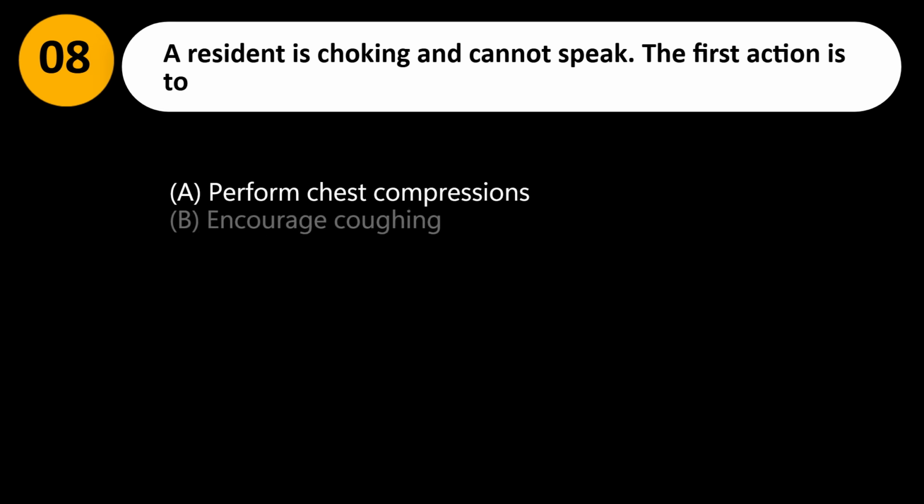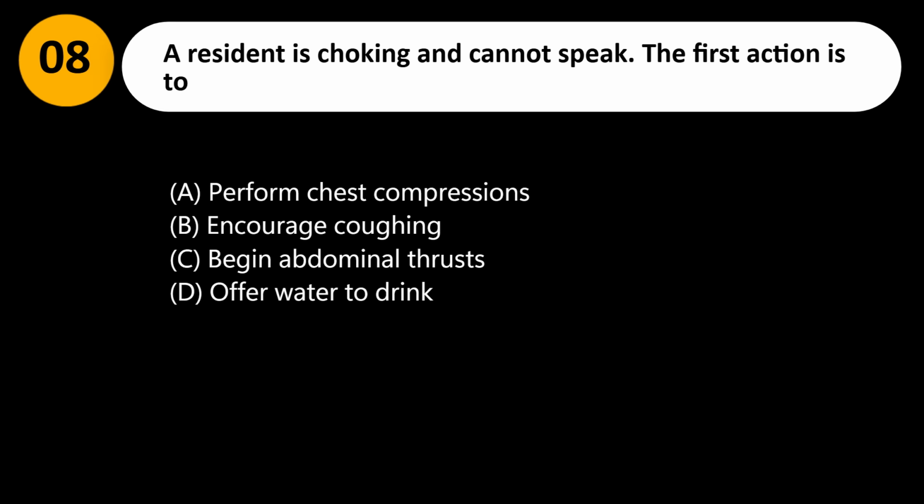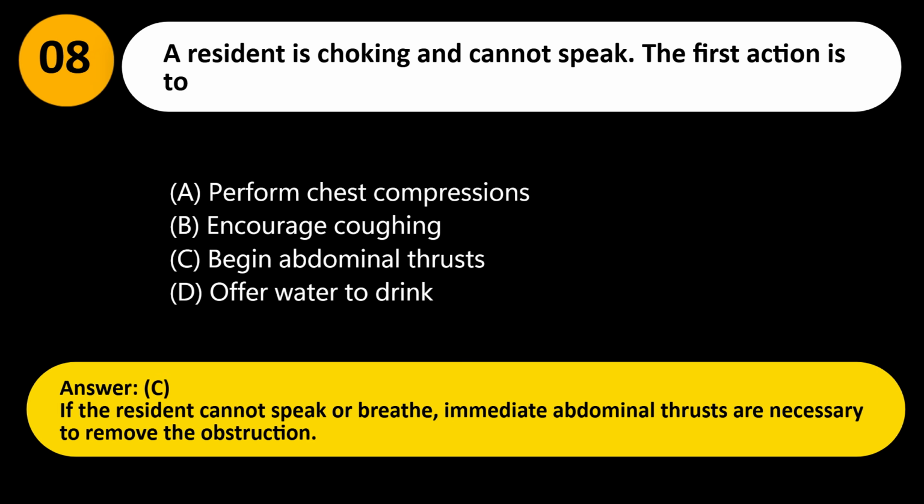A resident is choking and cannot speak. The first action is to: A. Perform chest compressions. B. Encourage coughing. C. Begin abdominal thrusts. D. Offer water to drink. Answer: C. If the resident cannot speak or breathe, immediate abdominal thrusts are necessary to remove the obstruction.